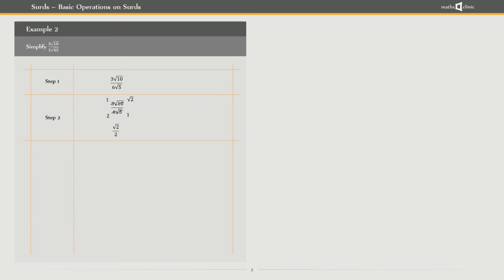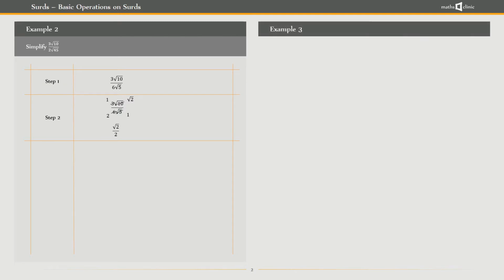So let's do another example. Example 3 says simplify root 2 multiplying 3 root 2 plus root 3. Basically we have just a small expansion here. If you were doing this in algebra, it wouldn't take you anything to do, and just like I said before, it's actually no different.